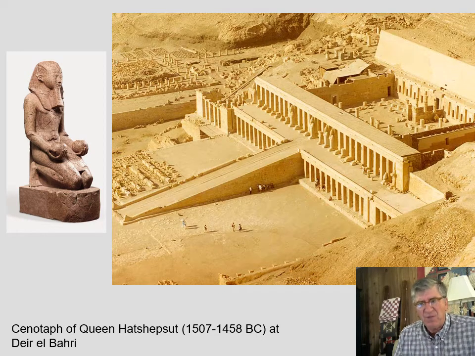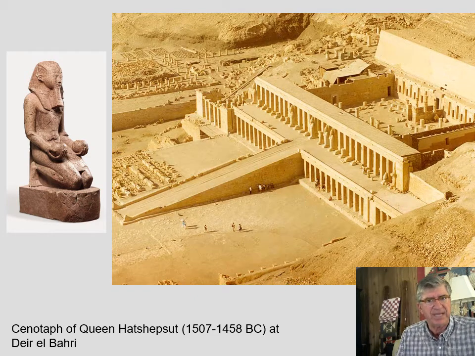Thutmose III, the great warrior pharaoh, had to rule with her for quite a while, and then after her death, her records were erased all over the place.